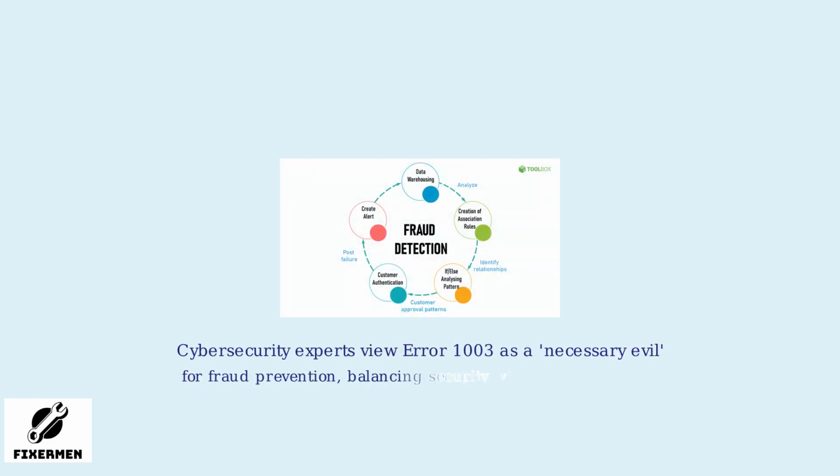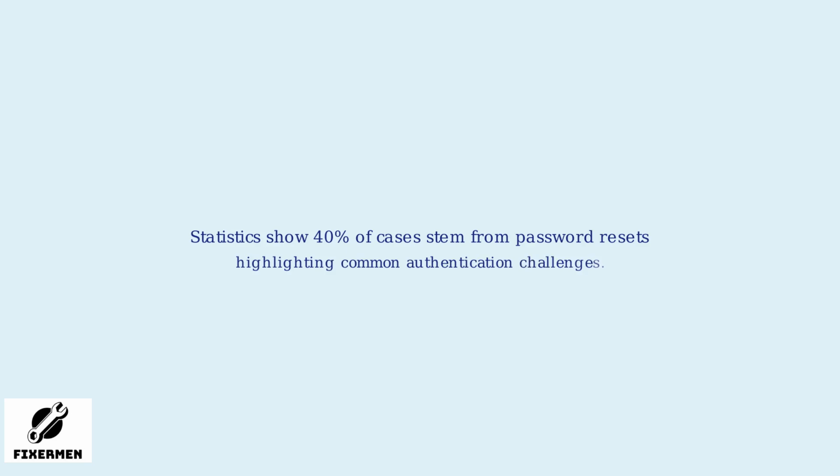Cybersecurity experts, including those from Krebs on Security, view Error 1003 as a necessary evil for fraud prevention. While it can frustrate users with authentication failures, it plays a crucial role in protecting accounts from unauthorized access in an era of rising digital threats. Statistics from PayPal's 2026 user data analysis reveal that 40% of Error 1003 cases stem from password resets, making it one of the most common triggers for this authentication issue.